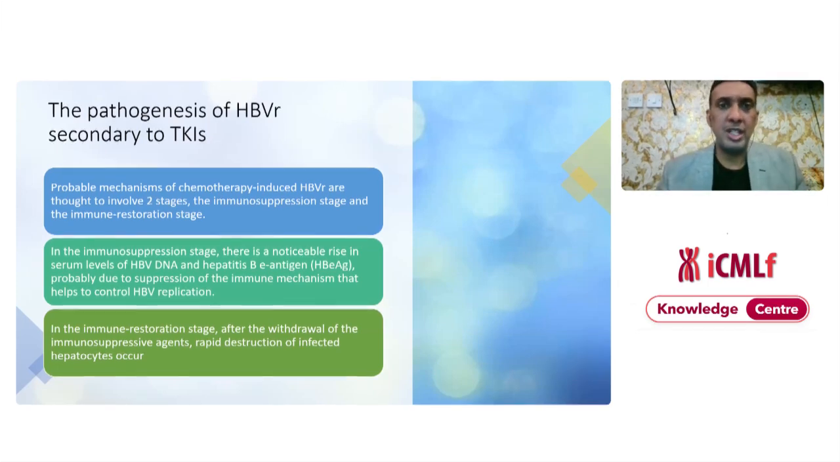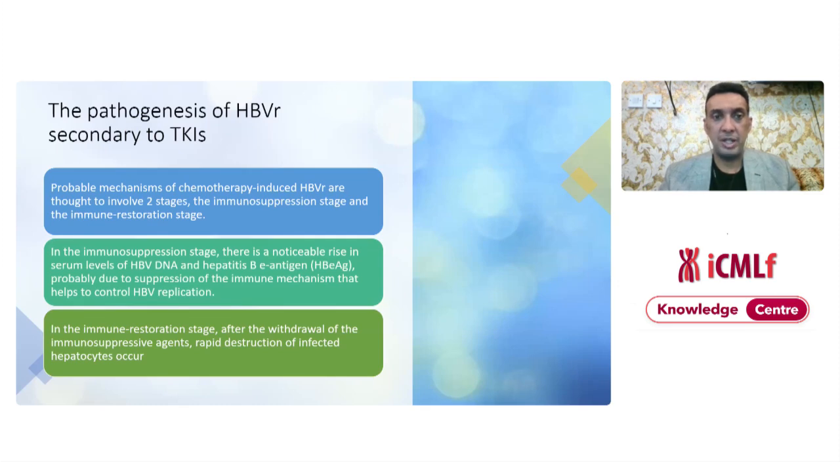What about the pathogenesis of hepatitis B virus reactivation secondary to the tyrosine kinase inhibitors? How does the pathogenesis happen? The probable mechanisms of chemotherapy-induced hepatitis B virus reactivation are thought to involve 2 stages, the immunosuppression stage and the immune restoration stage.